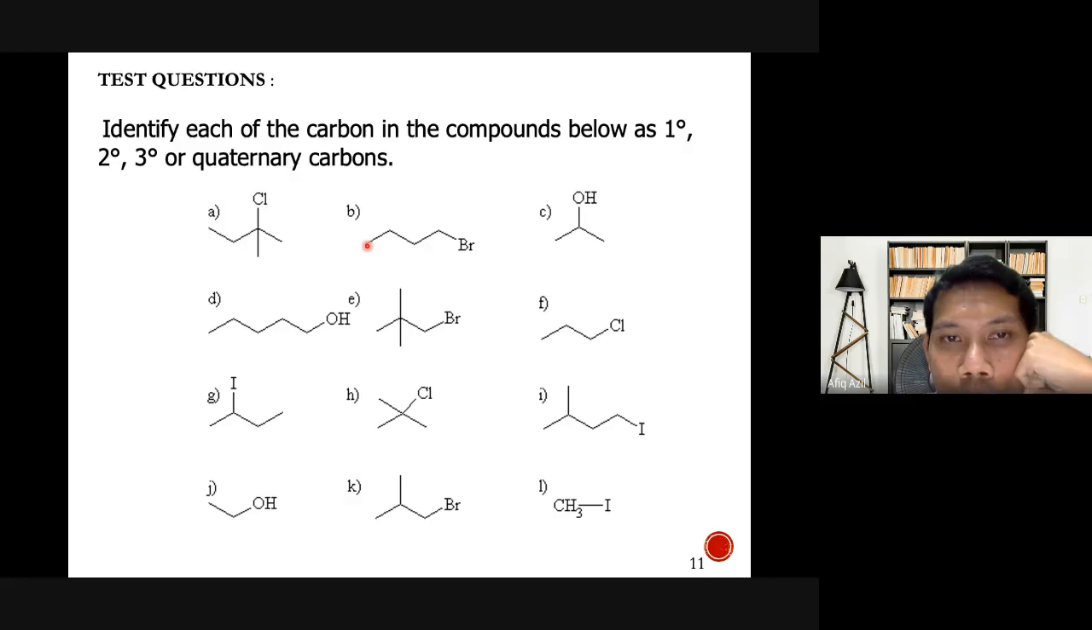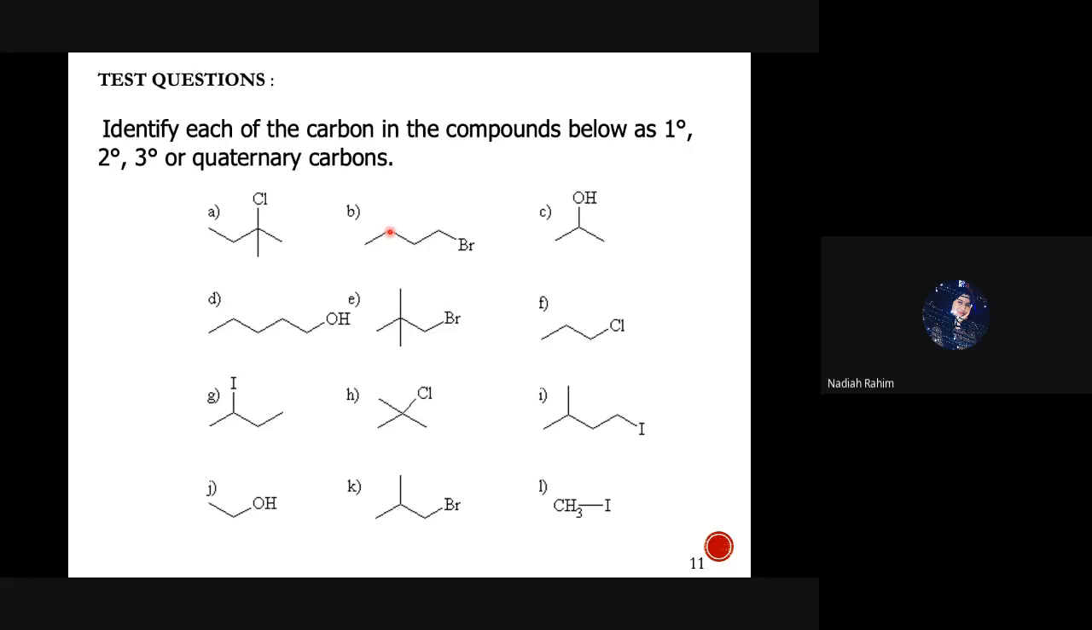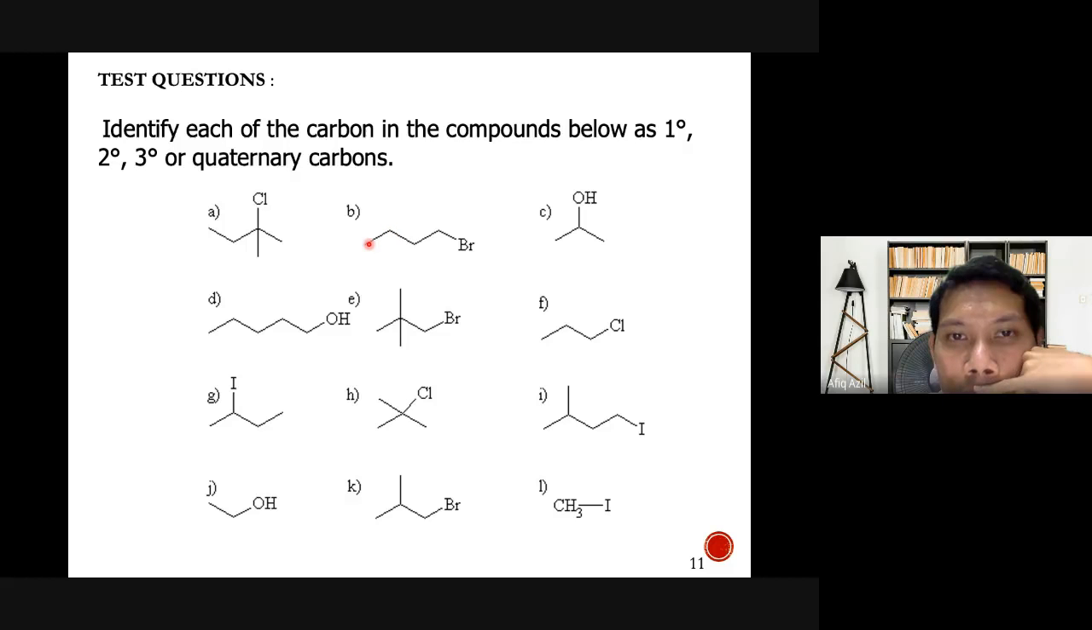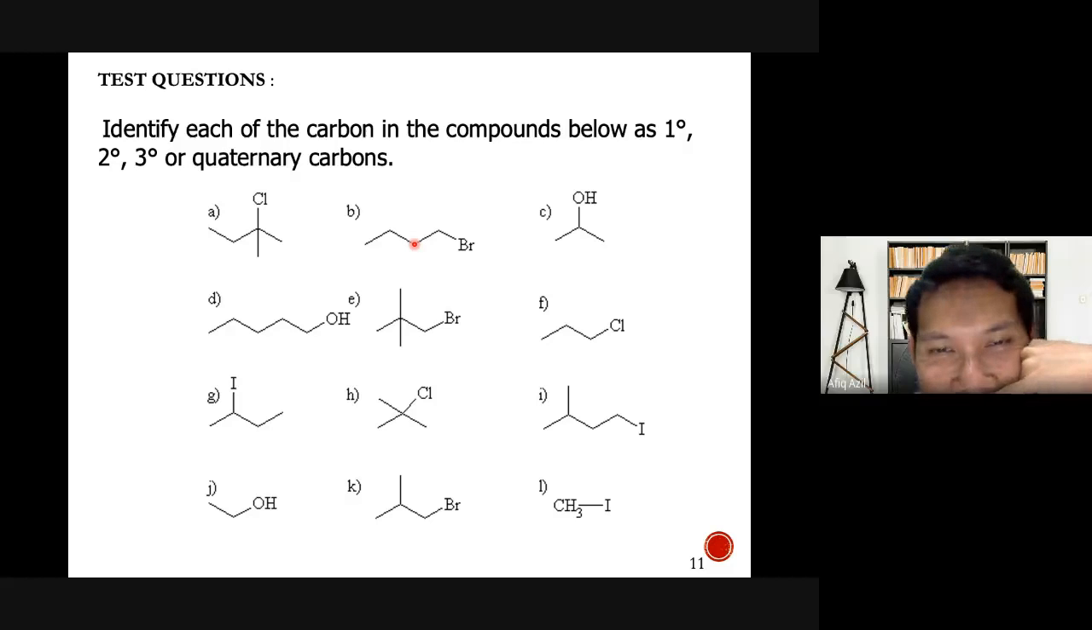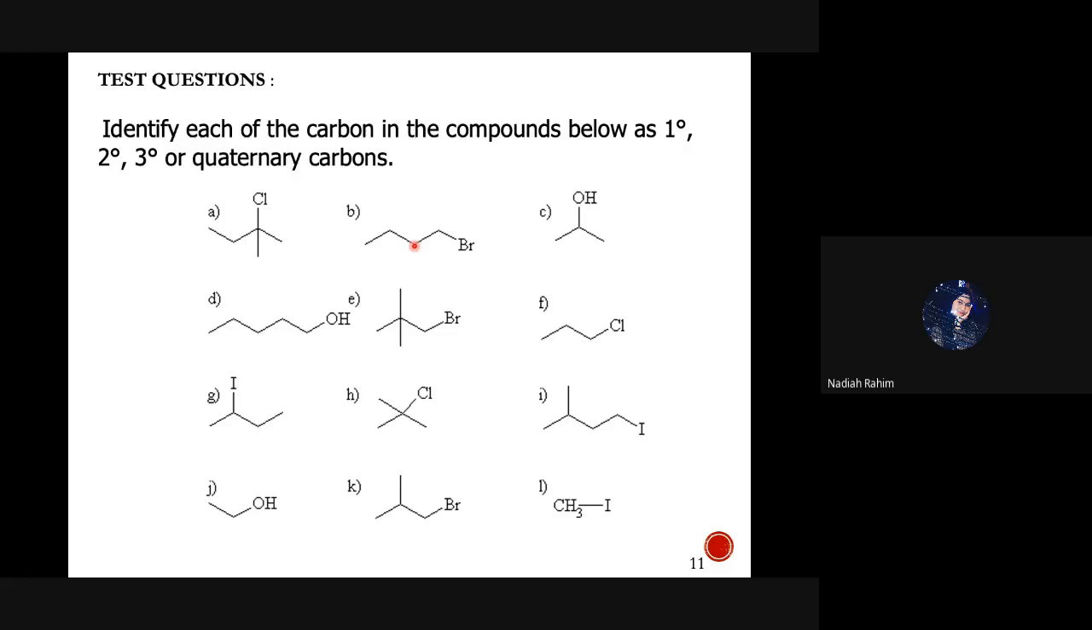So this would be primary. This one is secondary. Okay, why you said this one is secondary? Because it is attached to a primary and one more. It is attached to this one and also this one, right? Yes. Okay, how about this one? Tertiary. Okay, why do you say this one is tertiary?